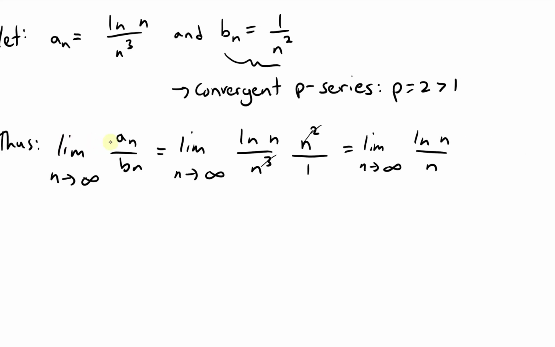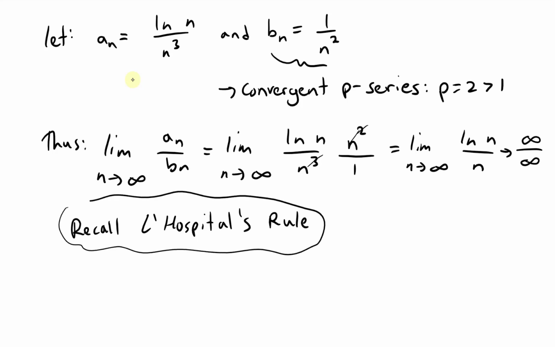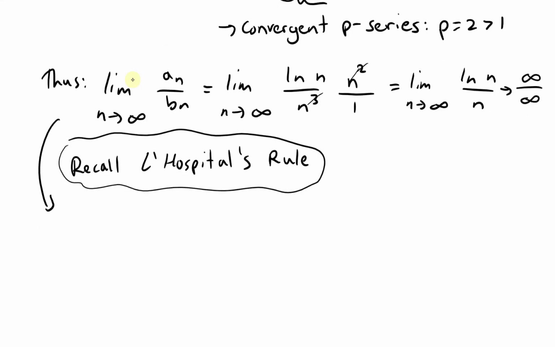But now we have a scenario where ln n, as n approaches infinity, goes to infinity, and the bottom is going to infinity. So this is an indeterminate infinity over infinity, and if you recall from my early videos, L'Hopital's rule, or L'Hospital's rule, however you want to pronounce it. Whenever you have infinity over infinity or 0 over 0, you can take the derivative, and make sure to watch my earlier videos on that.